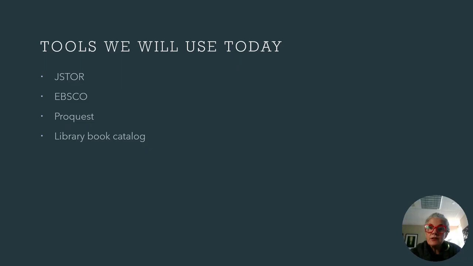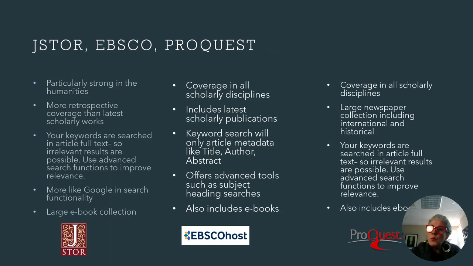So the tools we're going to look at today in this video are JSTOR, EBSCO, and Proquest, all three article databases, which also have ebooks, and the library's book catalog, which includes the print collection in our library, as well as bringing together all of the ebooks that you can find in those three databases. A word about the differences between these databases.